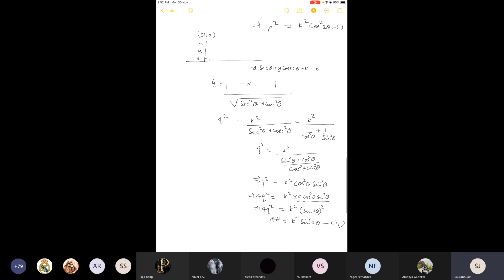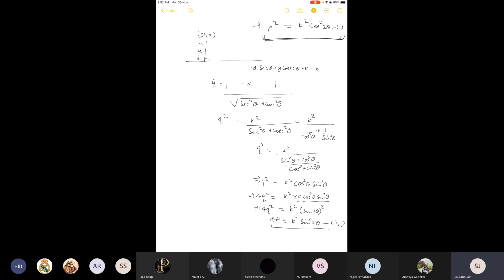You have the first equation as p square equals k square cos square 2 theta and 4q square as k square sin square 2 theta. Add these two, you will get k square. Adding first and second equation, 1 plus 2 gives p square plus 4q square. The right hand side it will be k square cos square 2 theta plus k square sin square 2 theta.